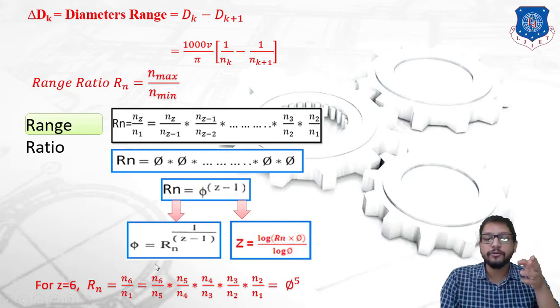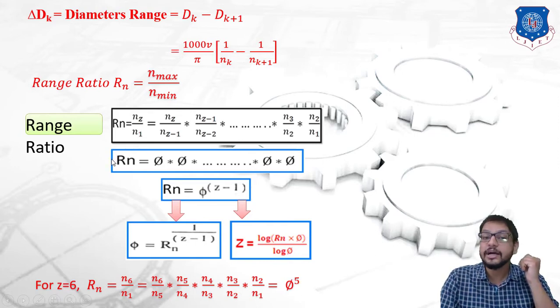As we know, for a geometric progression, phi is going to remain the same. That is, the gear ratio is going to remain constant, right? As we know the rule of a geometric progression law. So we can say that N6 by N5 will be equal to N5 by N4, will be equal to N4 by N3. So phi into phi into phi into phi into phi, that is going to become phi raised to 5, right? So the range ratio for a 6 speed gearbox, Rn is equal to phi raised to 5.